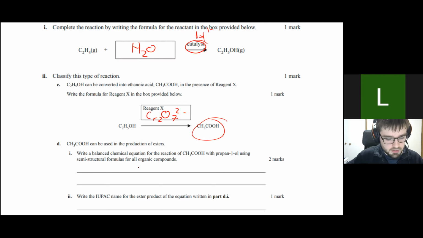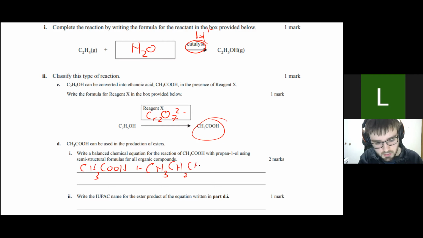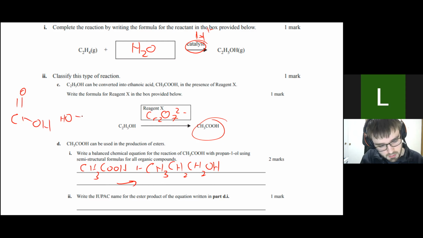Write a balanced chemical equation for the reaction of acetic acid with propane 1-ol. So we're going to go ahead. It's going to be acetic acid plus propane 1-ol. It's going to be CH3, CH2, CH2OH. And it's going to make, so we know it's going to be like this. With the OH, carbon, carbon, carbon. There's a carbon there. These guys are all going to get deleted. And it's going to look like this.